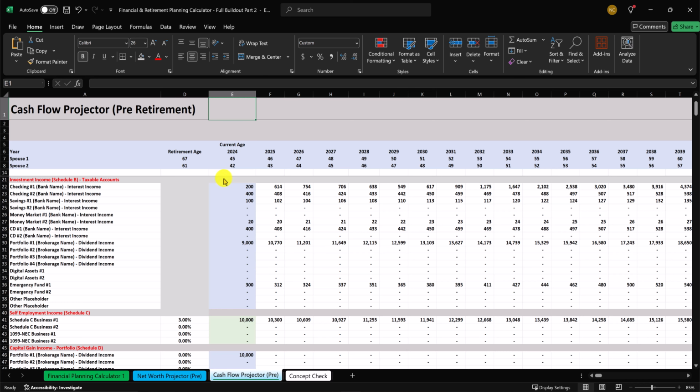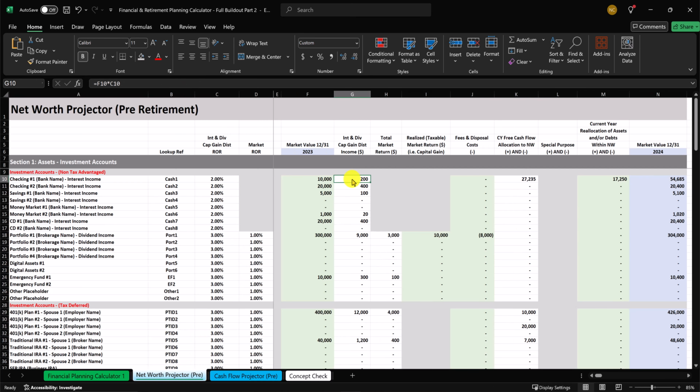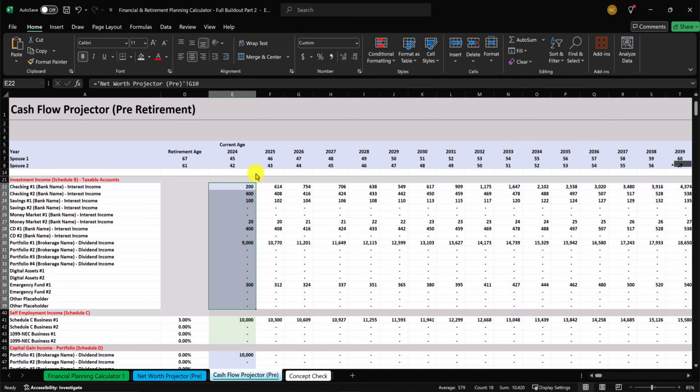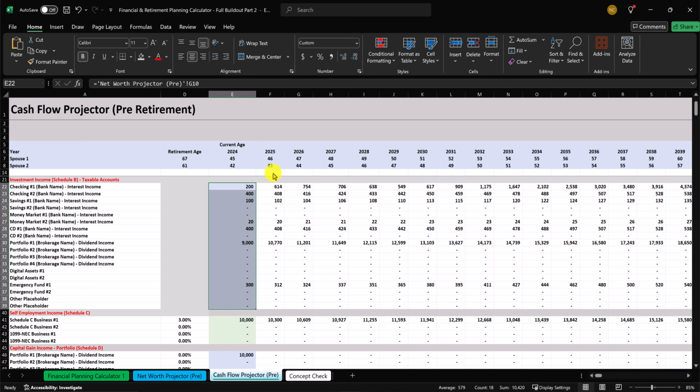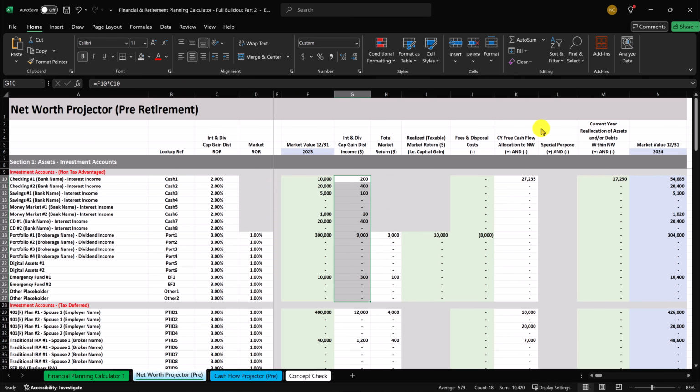For example, all of these interest and dividend items right here. If I add these up, we see there's a total of $10,420. Well, these come from over here on the net worth projector, right here in this interest, dividend, and capital gain distribution income column that we set up in the previous video. Right there is the same $10,420. The reason we're carrying them up here to the cash flow projector is because they have to be taxed. If we look back over here, this projected income is on a pre-tax basis in these portfolios, so we have to take it over here, tax it, and then ultimately bring the after-tax free cash flow back over here when we're done going through our income and expenses.